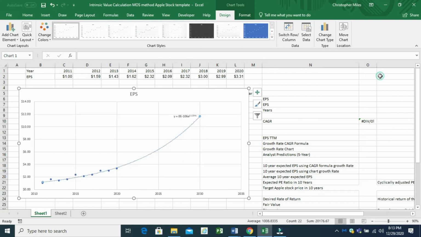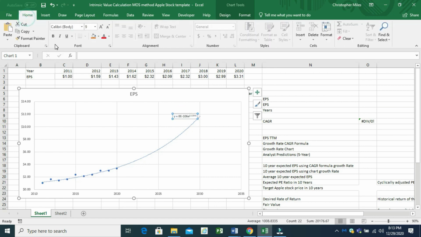Okay, so that's been done. And now it's appearing on the chart. I'm going to make the font a little bit larger so it's easier to read.